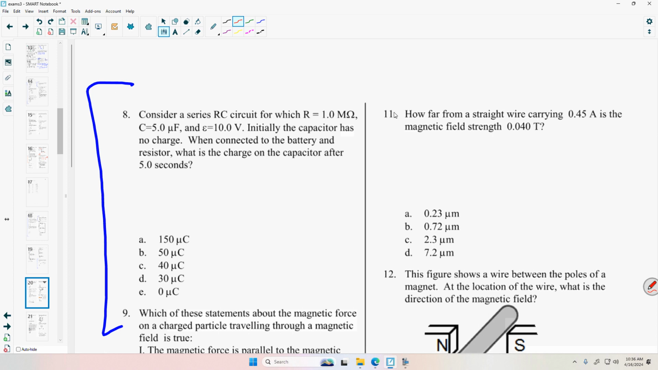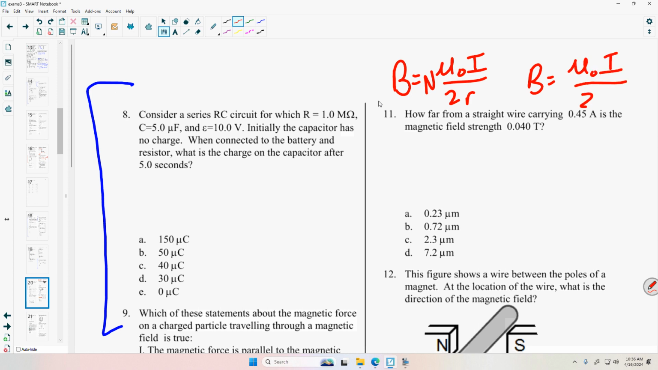This one about the magnetic field? How far from the straight wire? Yeah. So remember, if you look on your equation sheet, you'll see two equations: B equals N mu naught I over 2R and B equals mu naught I over 2 pi R. Those look really similar. You need to know which one applies in these various cases.